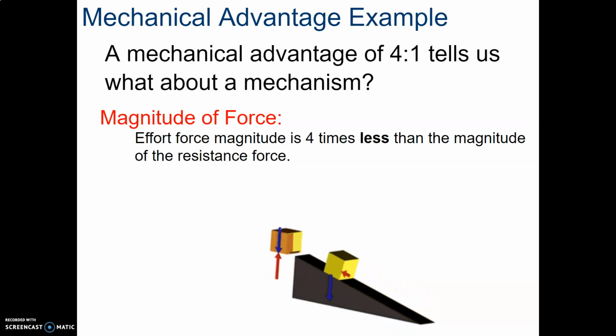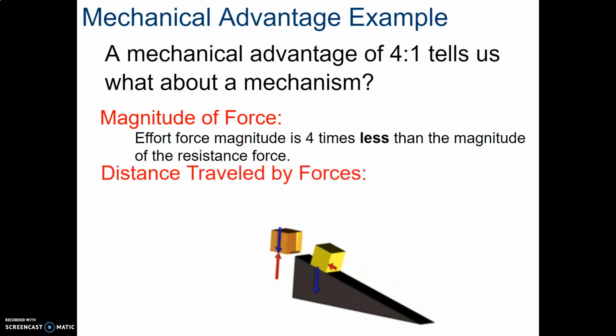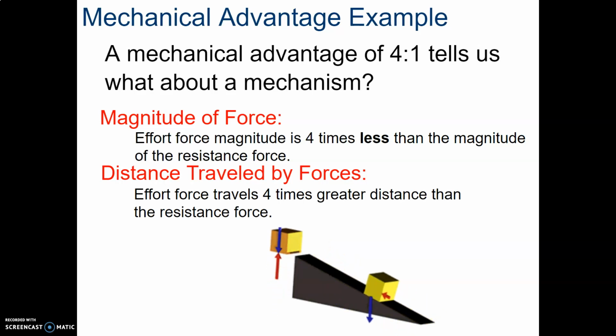In physics, when we draw forces, the longer it is, the more magnitude it has. So you can see just by using that simple graphic there that it's going to take you significantly less effort to push this box up the ramp than it would be to pick it straight up. The distance traveled by the forces: if you pick the box straight up, it doesn't move that far. But if you slide it across that inclined plane, that ramp there, it moves a little bit further distance. It actually moves 4 times the distance because we have a mechanical advantage of 4 to 1.